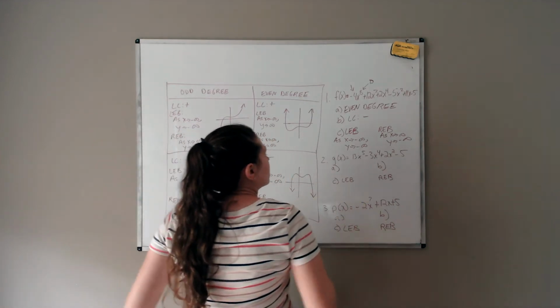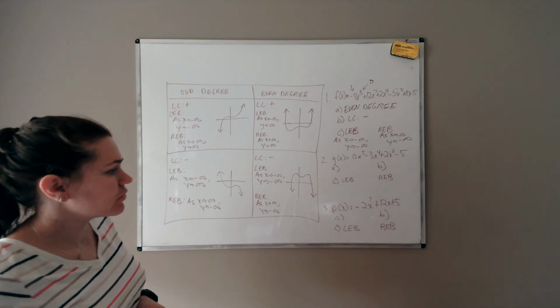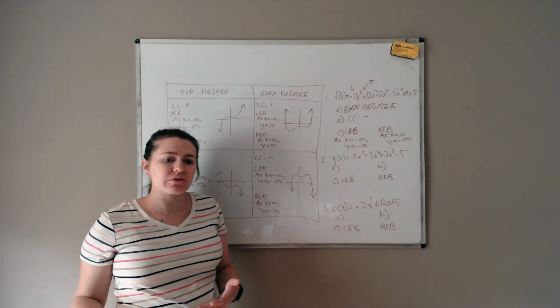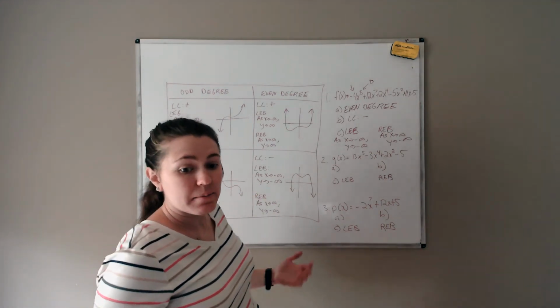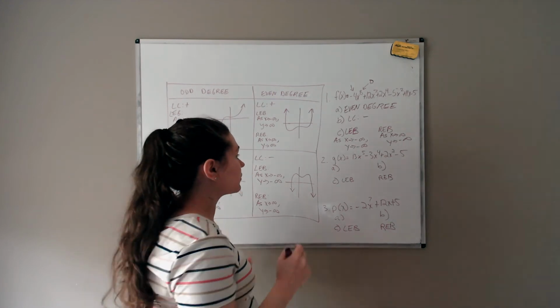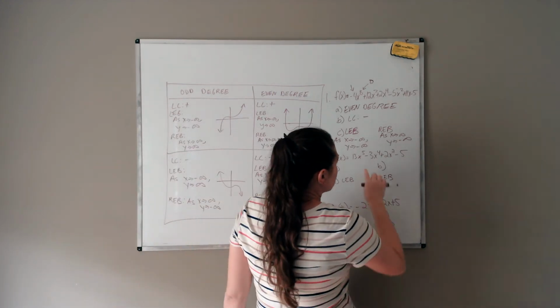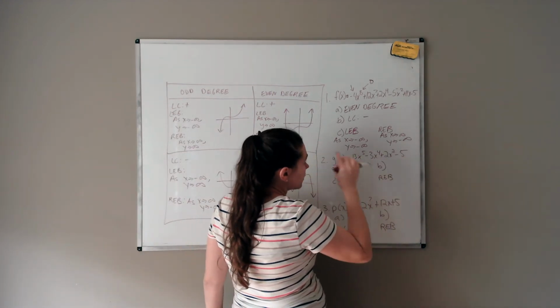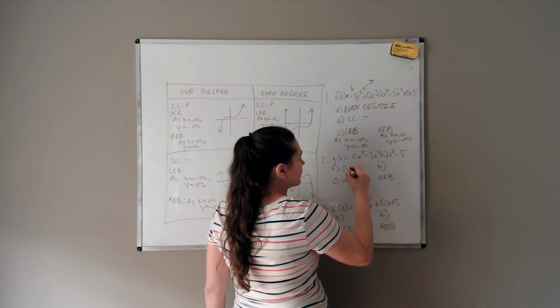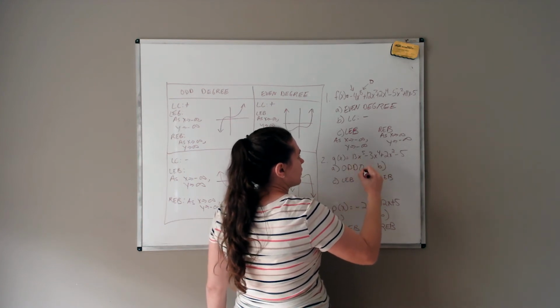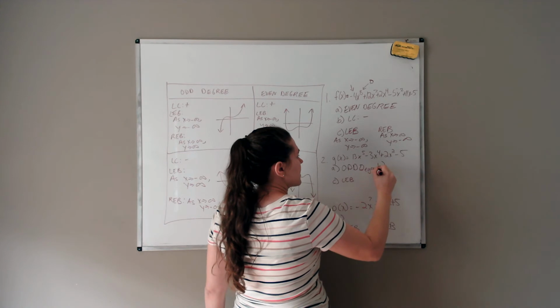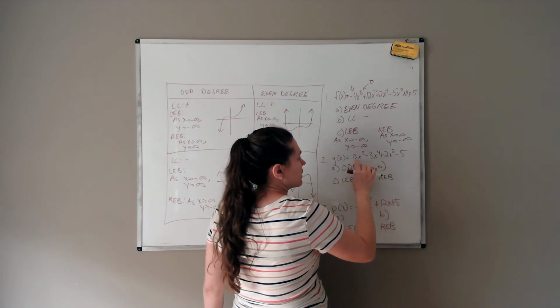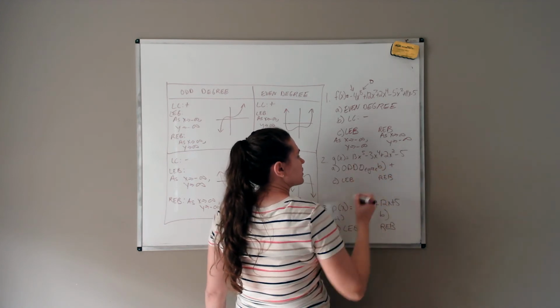Okay, number 2, g of x. If you look at your sheet, you can try these problems on your own. Pause the video, try them on your own, and then play the video to make sure you got them correct if you'd like to do that. So this is in standard form, so the degree is 5, so this is an odd degree. Is the leading coefficient positive or negative? The leading coefficient is 13, that's positive.